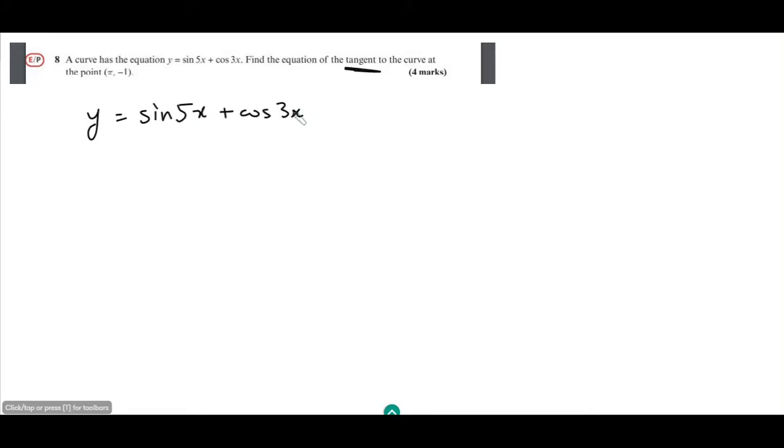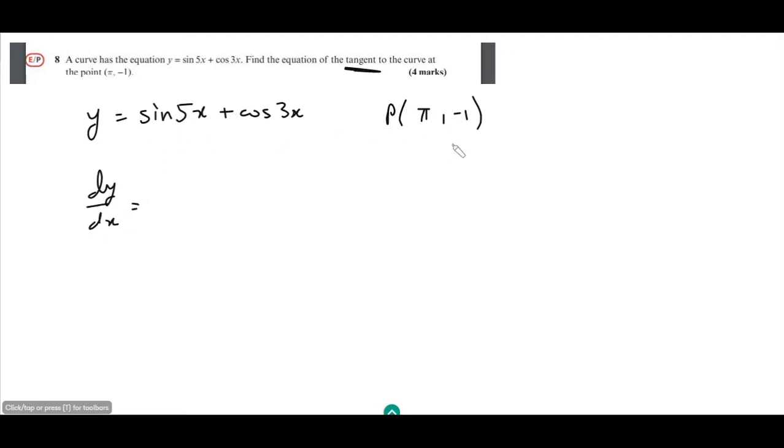And we're given a point, let's call it P, pi, minus 1. Okay. So this is a differentiation question, so we will have to differentiate. So let's think about differentiating this curve.